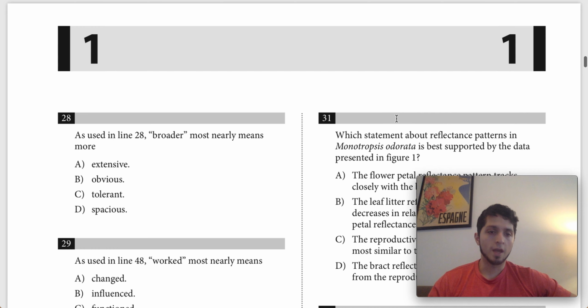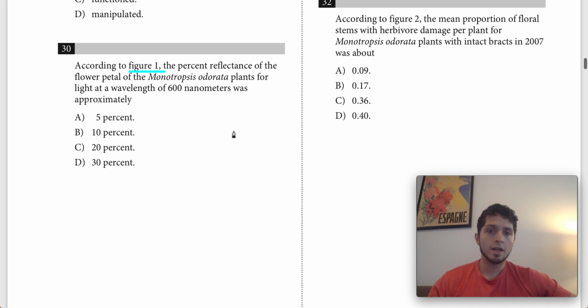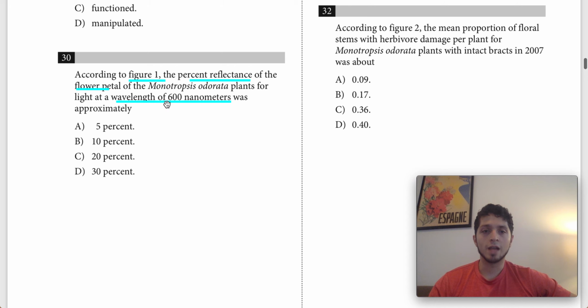So let's go down one more time. And here we have this. They're looking for the percent reflectance of the flower petal for light at a wavelength of 600 nanometers. So this is basically saying, when we're shining light of 600 nanometers on the flower petal of this species, what is the percent reflectance?